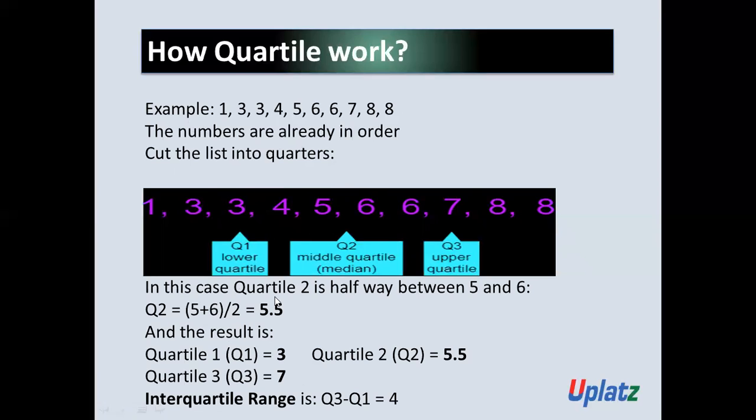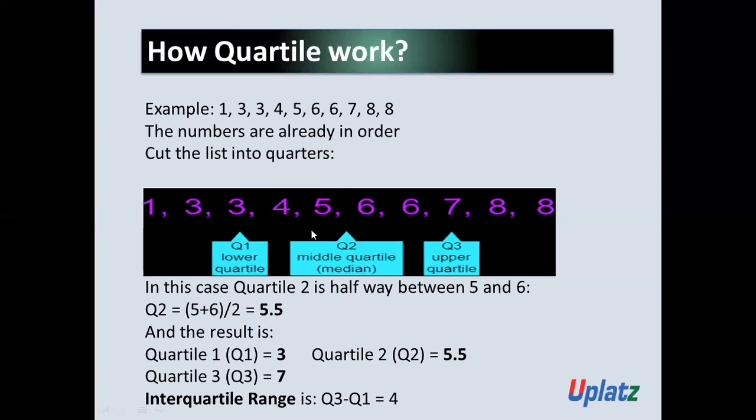In this case, quartile 2 is halfway between 5 and 6. So 5 and 6, do the addition of these, 5 plus 6 divided by 2. So you will get 5.5. That is the median. Or you can say that is my quartile 2. Okay, so once we find this, now Q1, quartile 1.